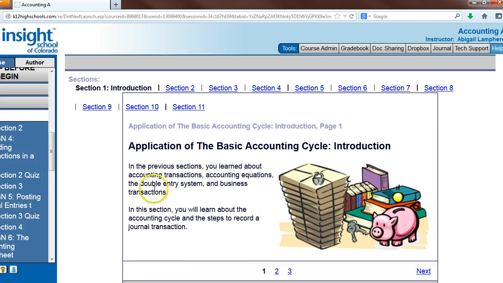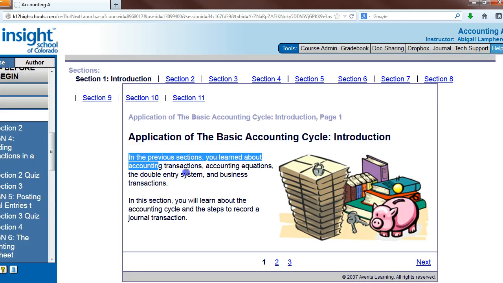So in Section 1, you just briefly go over what we've been talking about. In the previous section, we talked about accounting transactions, the accounting equation, assets equal liabilities plus owner's equity, the double entry system, how with every debit we need a credit, and business transactions and the importance of recording those, and so on and so forth.